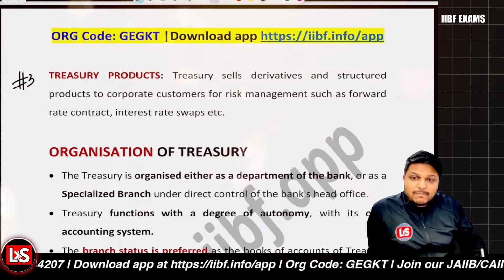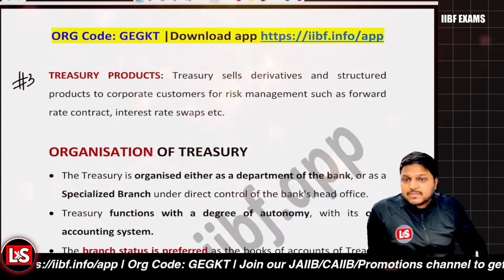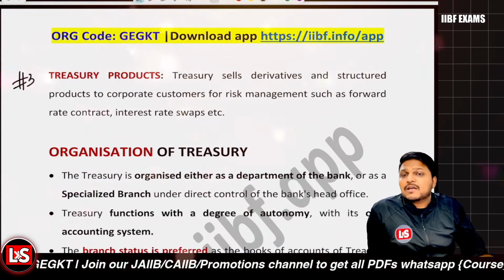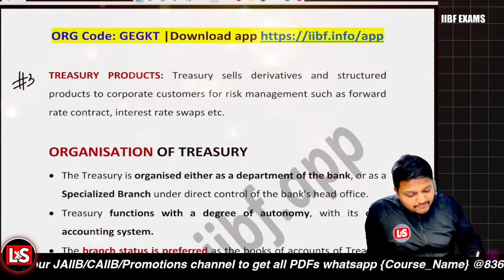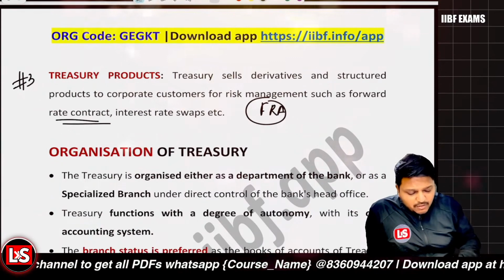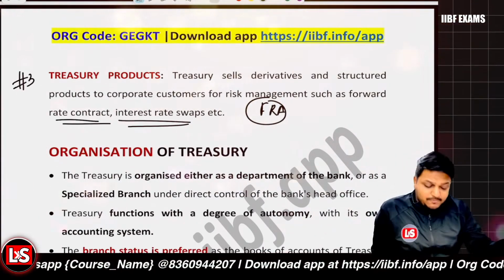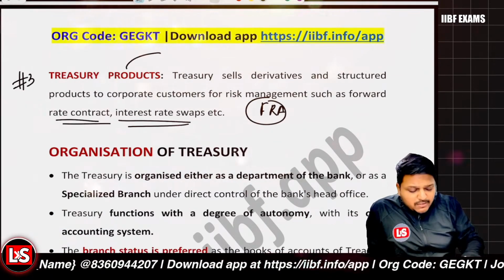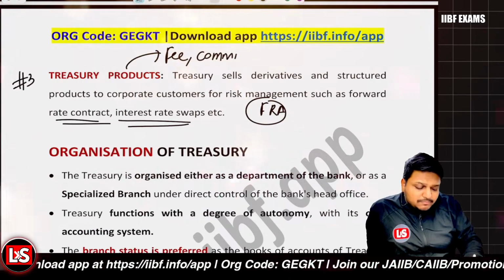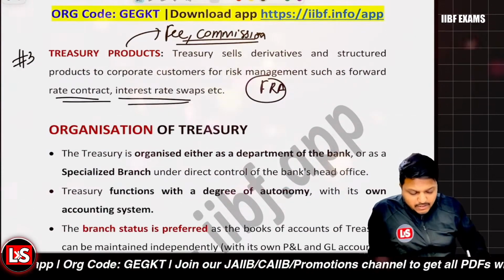The treasury products which are being, let's say, given to the corporate customers, and these products are going to help the corporate customers hedge their interest rate risk or the currency risk. Now these could be the FRA, the forward rate agreement, or forward contracts, or interest rate swaps, or currency forwards, or the options which are offered to the corporates, and the bank is going to earn the commission or the fee based income upon it. Clear with it?